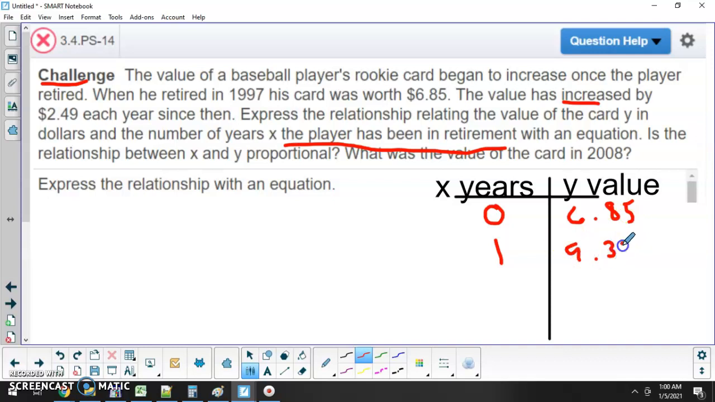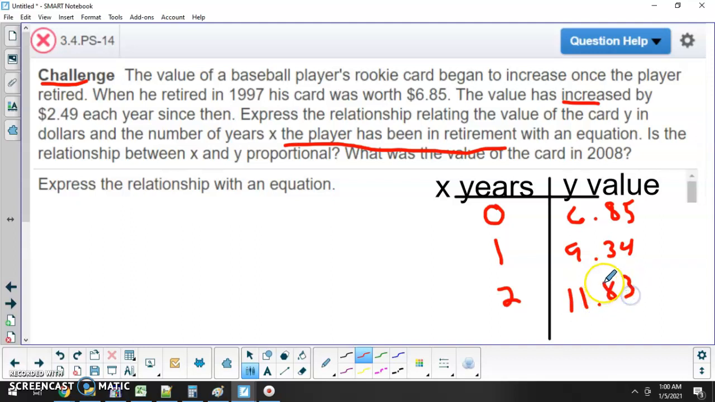Now the second year after retirement, it's going to increase at the same rate. So it'd be 2. And then the second year after retirement is this plus another $2.49. And so you get $11.83.